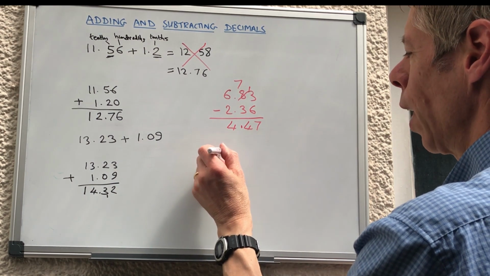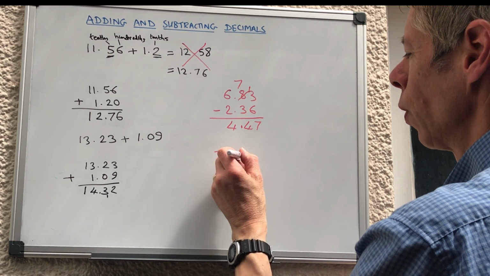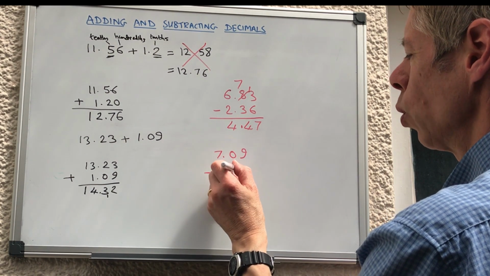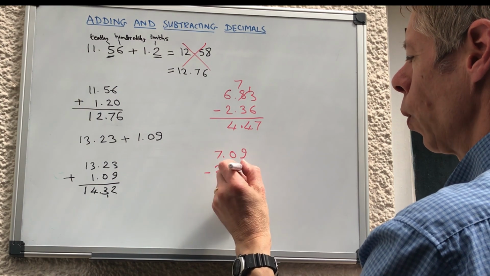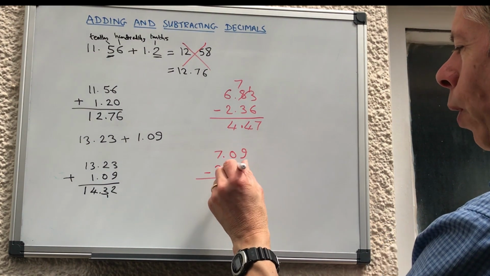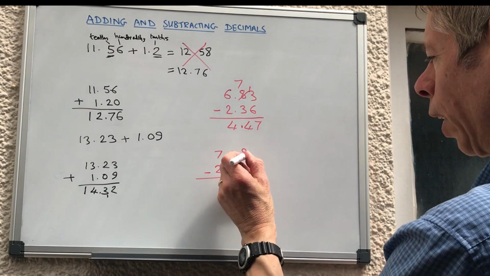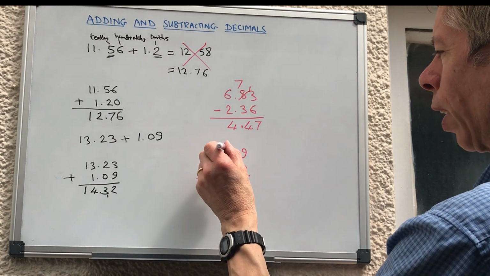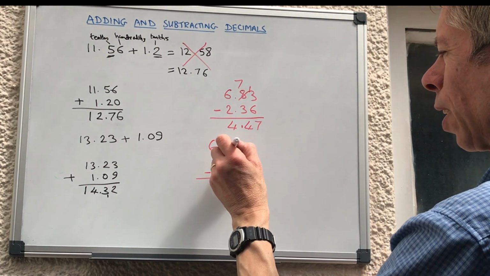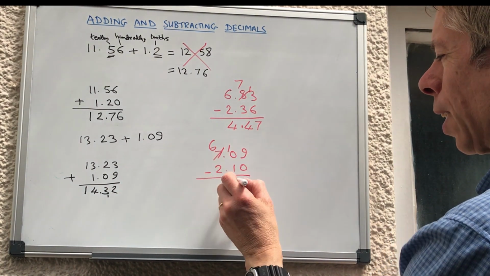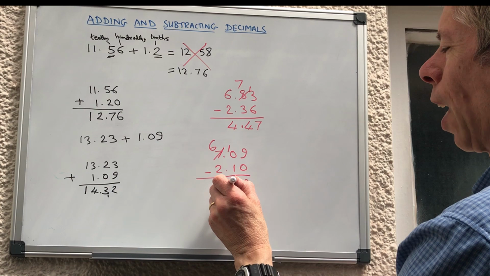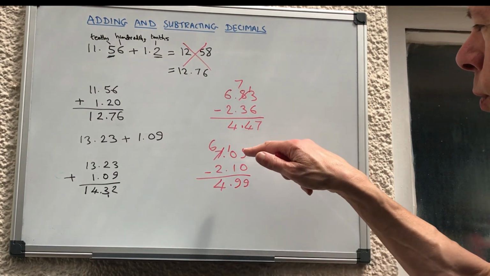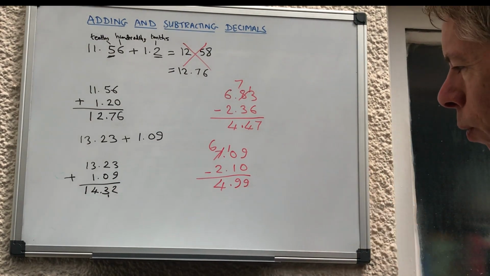Okay, so what about if we had 7.09 take away 2.10? So it's not 9 take away 1, because when we put them in our columns, we get this. 9 take away 0 is 9. 0 take away 1 we can't do. Cross that out, put a 6, make that into a 10. 10 take away 1 is 9, and then 6 take away 2 is 4. So 7.09 take away 2.1 is 4.99.